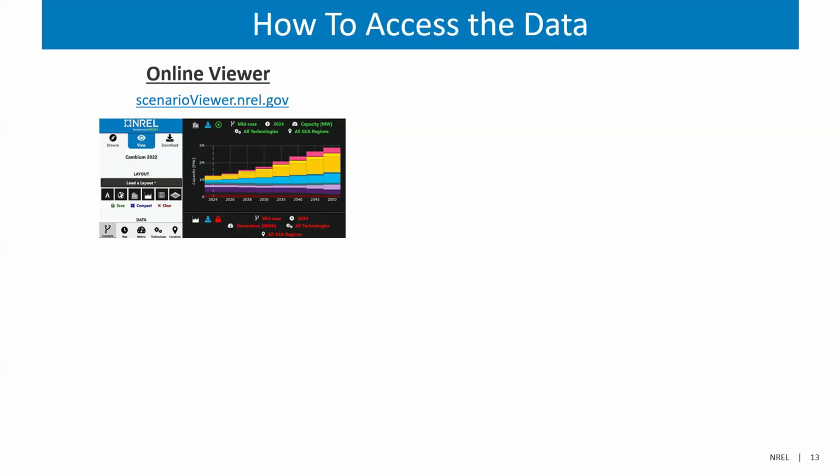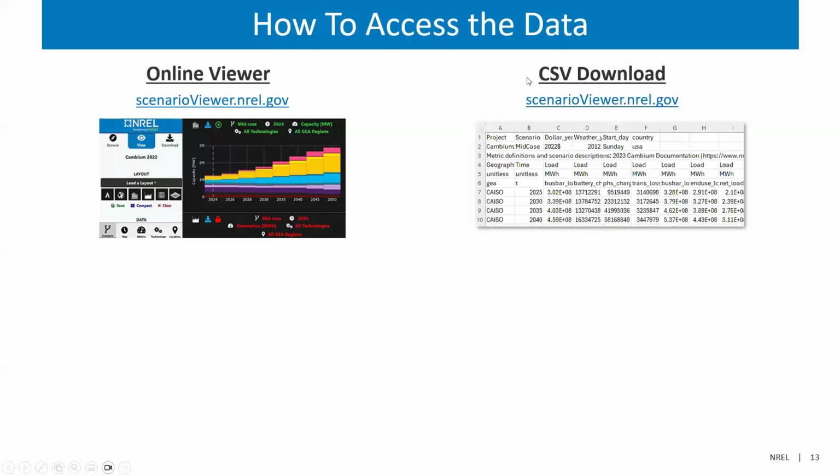However, if you're going to be using the data for your own purpose, you're probably going to have to download it. Through the scenario viewer, there is a download tab, and you click that, and you can download CSVs that have the data. This is what people do if you're incorporating this into your own analysis; you're probably going to end up having to do the CSV download. So those are both available through this scenario viewer, which I think a link has been dropped into the chat.